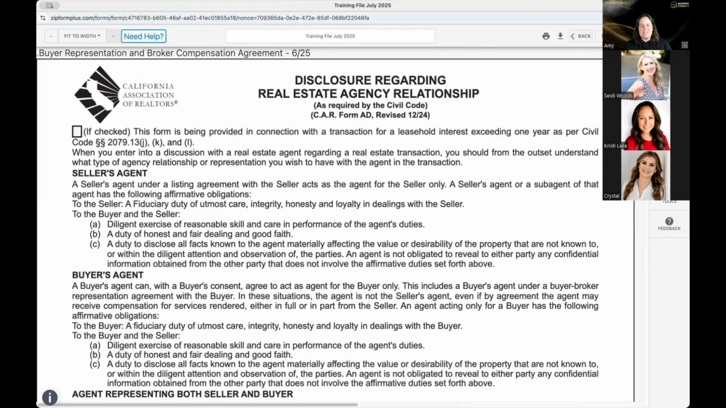Or if you have questions during your transactions, I love forms, so I'm happy to answer forms-related questions anytime. It makes me happy. You should know your forms.